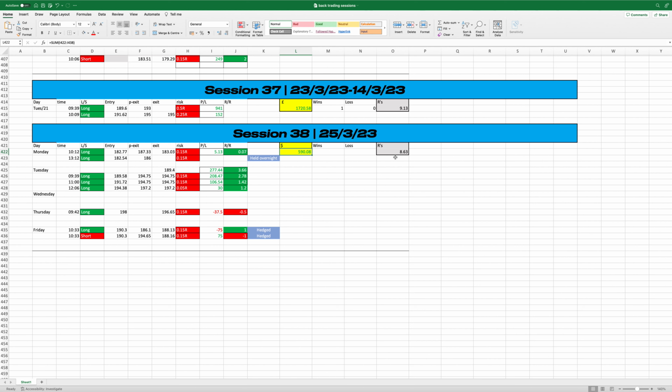It does give me an indication to start sizing up. Don't get me wrong, I'm not going to start using 1% risk on my account, but if we do start risking 1% on my account, let's just do the calculations here quickly. So 1% is going to mean 8.65 times.